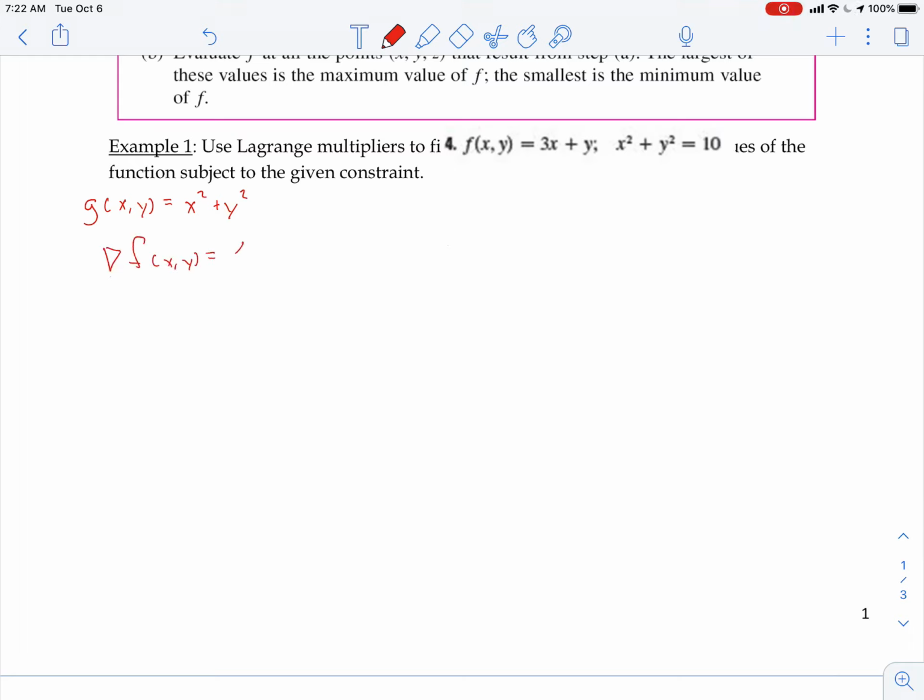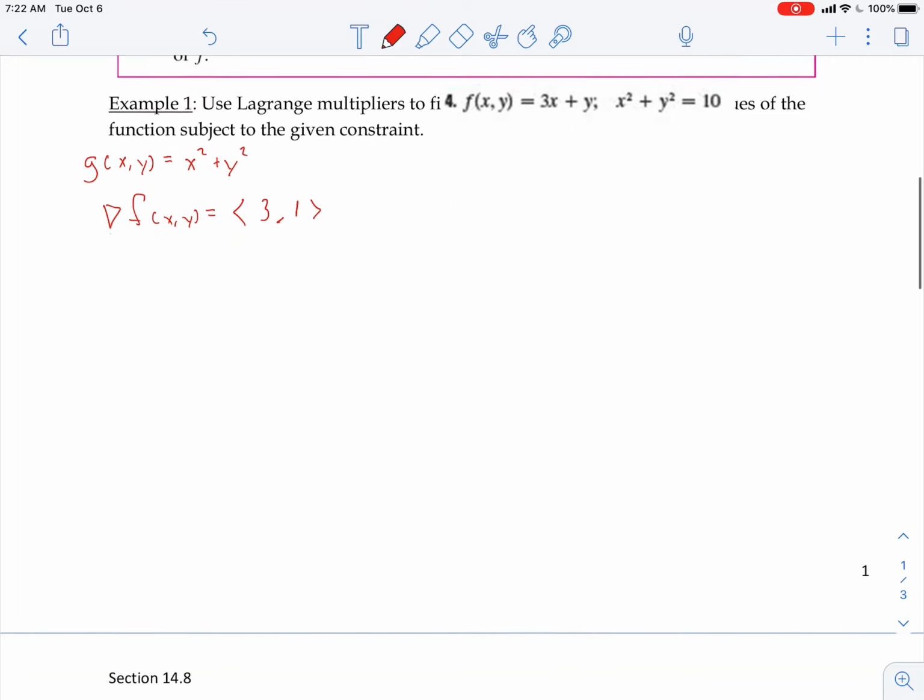And again, it's going to be a vector taking the partial derivatives of x and then partial derivatives of y. So when we take the gradient vector here, it looks like we're going to get 3 for x. And when we take the partial with respect to y for gradient f, we're just going to get 1. And then we're going to do the gradient of g.